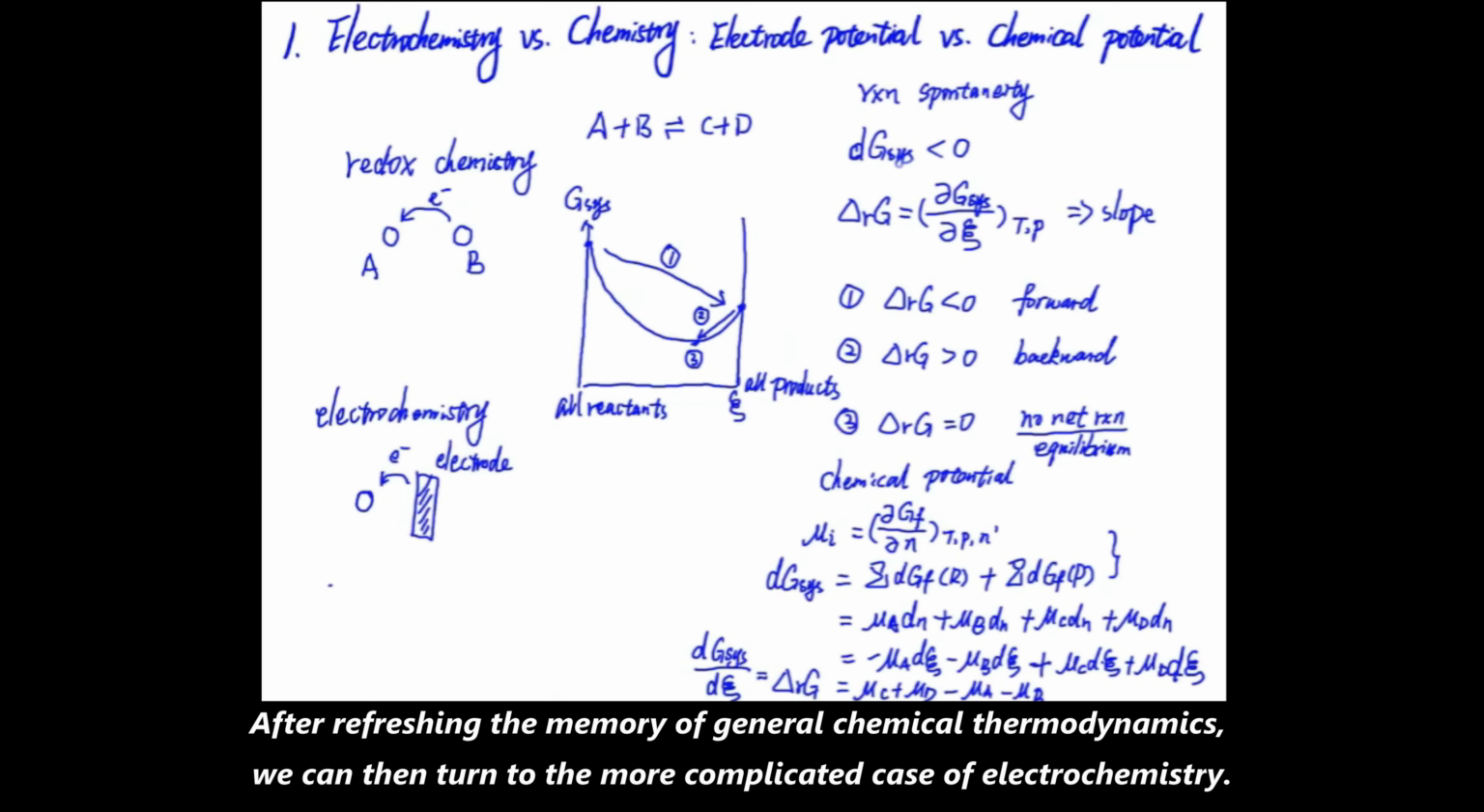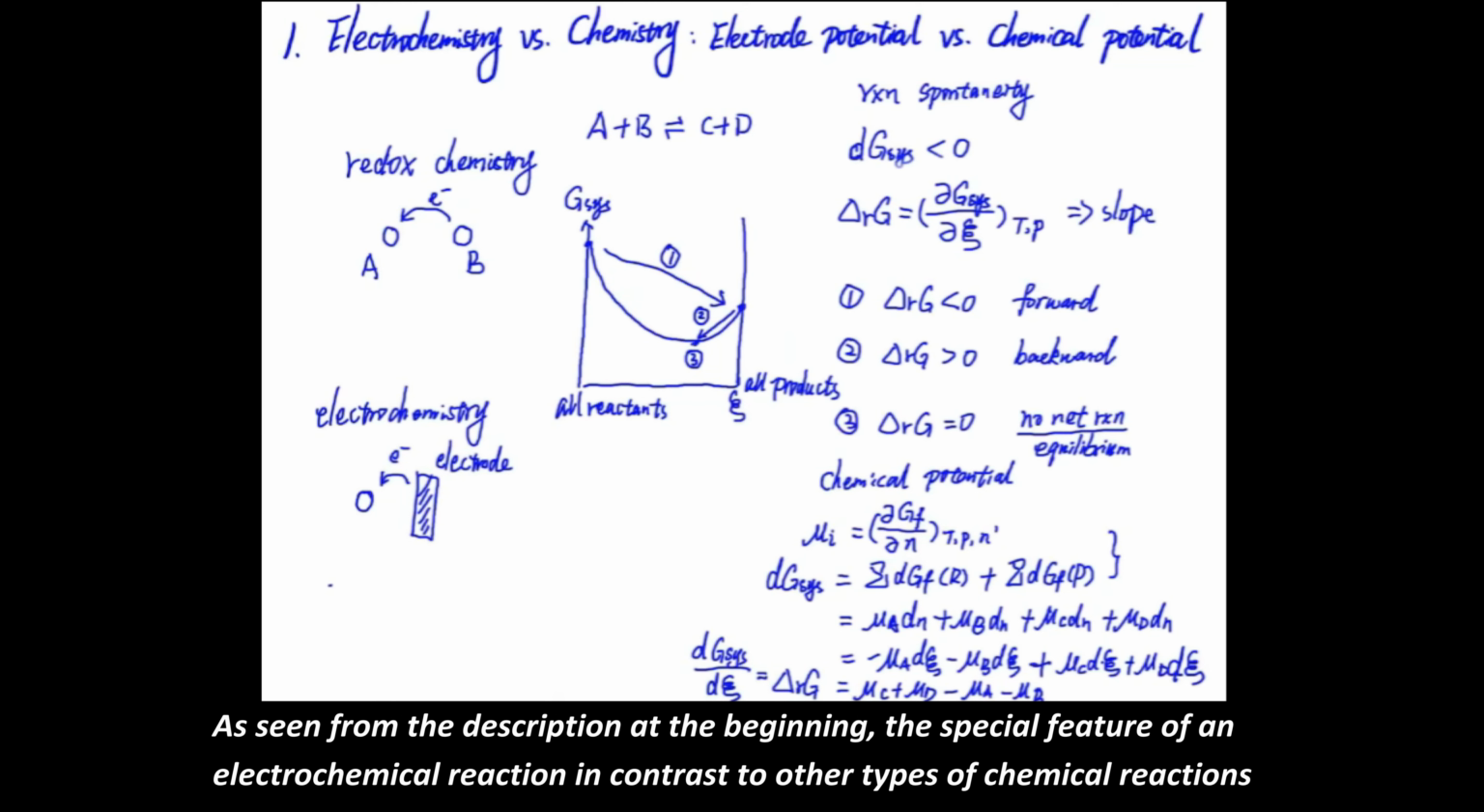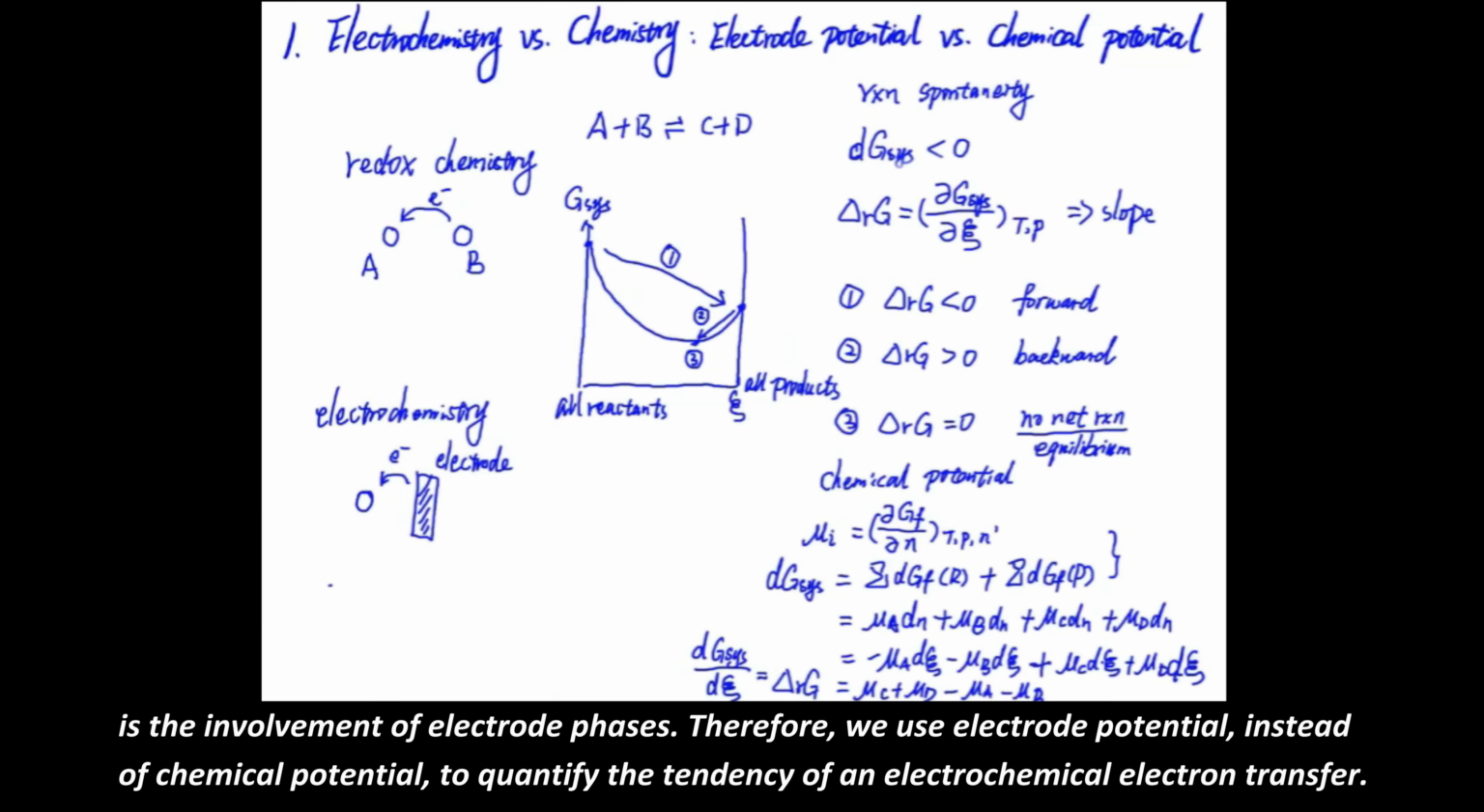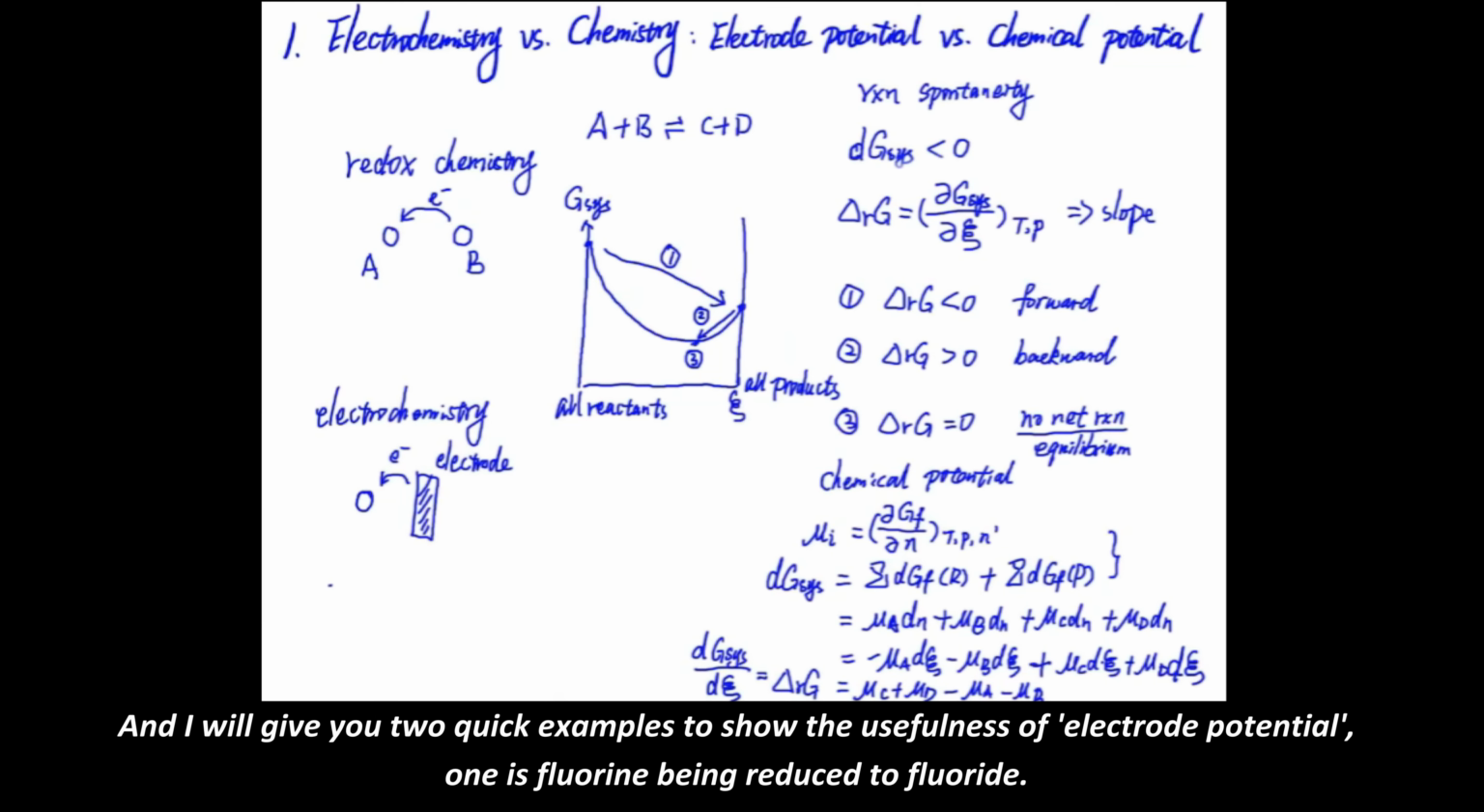After refreshing the memory of general chemical thermodynamics, we can then turn to the more complicated case of electrochemistry. As seen from the description at the beginning, the special feature of an electrochemical reaction, in contrast to other types of chemical reactions, is the involvement of electrode phases. Therefore, we use electrode potential instead of chemical potential to quantify the tendency of an electrochemical electron transfer. And I will give you two quick examples to show the usefulness of electrode potential.